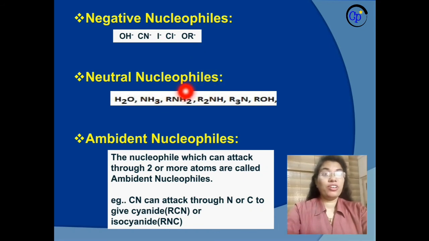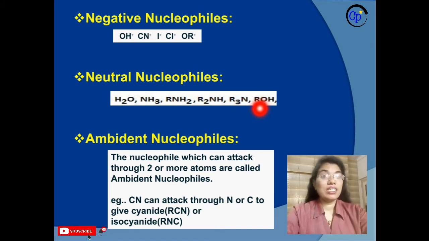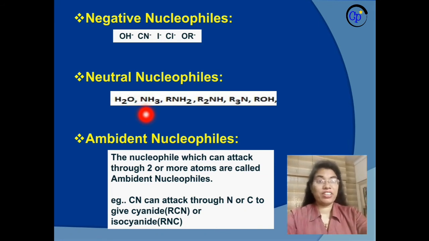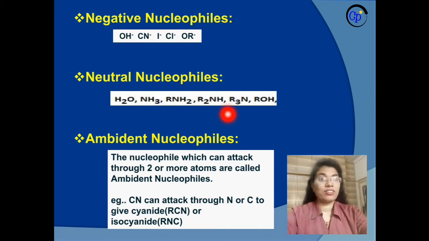Second one is the neutral nucleophiles. These nucleophiles don't have any charge in them, but still there is an excess of electrons in them, or you can say they may have some lone pair of electrons. For example, in H2O, oxygen has a lone pair of electrons. In NH3, the nitrogen atom has a lone pair of electrons. Similar is the case with RNH2, R2NH, R3N, ROH. All these are examples of neutral nucleophiles. They don't have any charge, but still there is an excess of electrons in them. They are electron rich species, so they act as neutral nucleophiles.